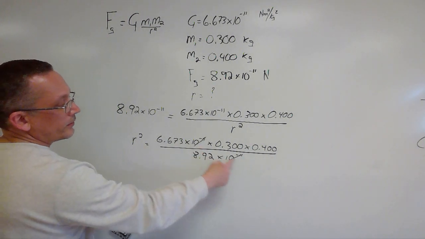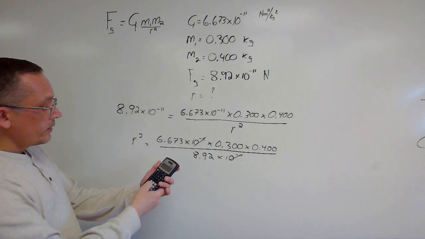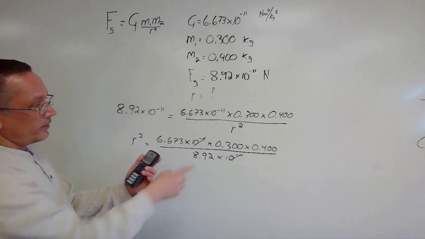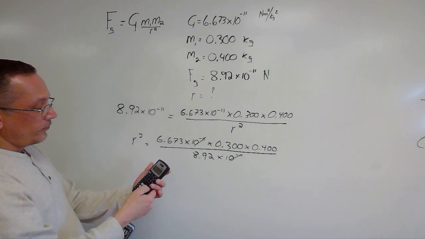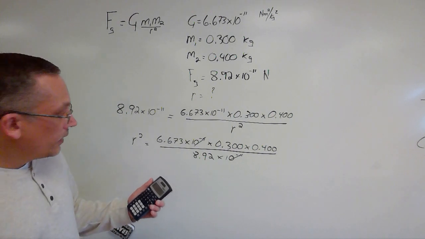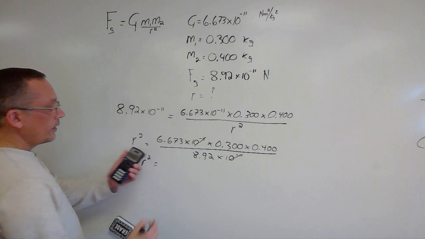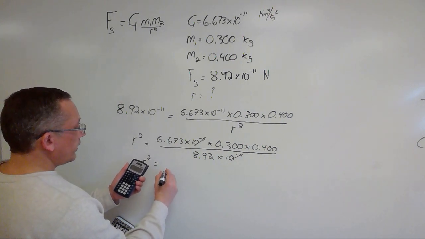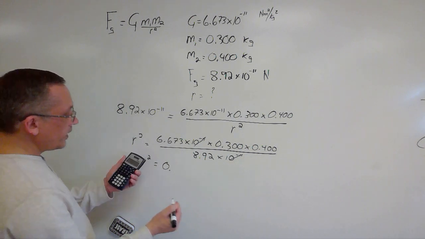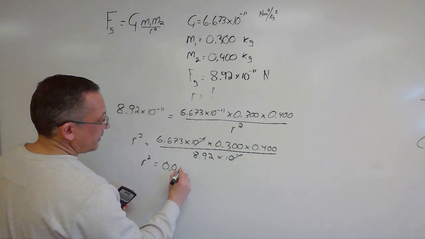If you didn't catch that you can cancel that, it's okay. You can still punch it in the calculator and get the same thing. So I have 6.673 times 0.3 times 0.4 divided by 8.92. And so on this side, I've still got R squared. And on the other side, I've got, let's see, how many significant figures are we dealing with here? 3, 0.0898.